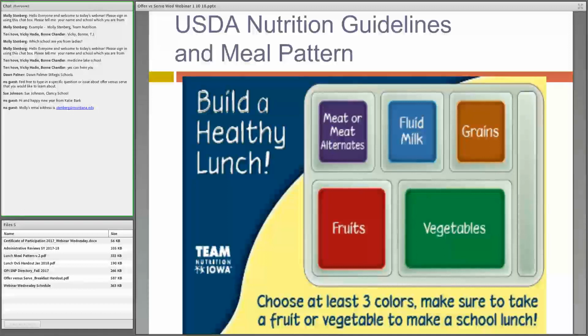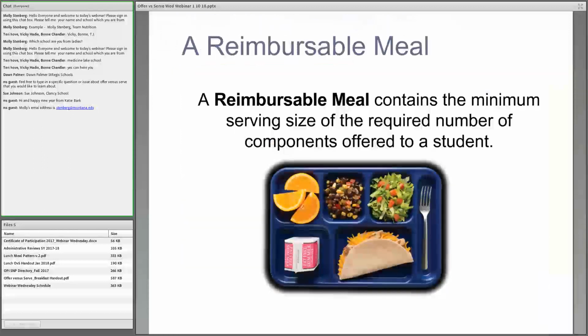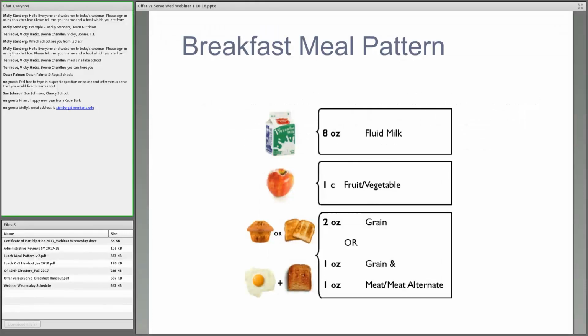We have 5 meal components, and they're listed here in these nice colorful blocks. A reimbursable meal contains the minimum serving size of the required number of components offered to a student. We talk about reimbursable meals a lot, and it's really important that each student that leaves your service line has a reimbursable meal on their tray so that you can get reimbursed, or paid back, for providing that meal.